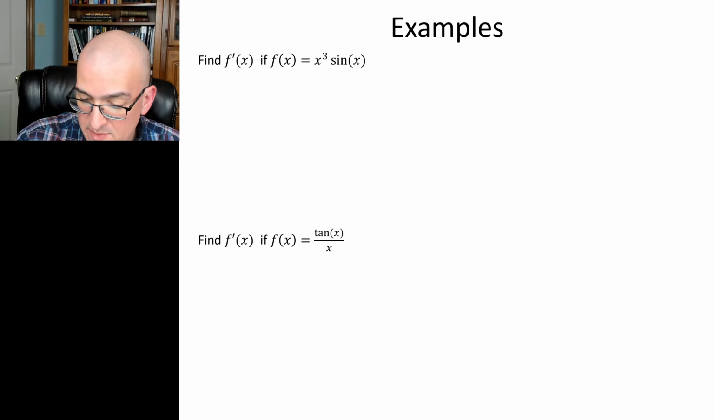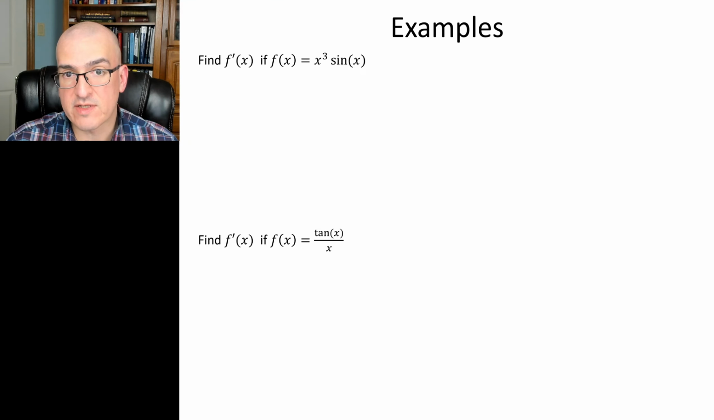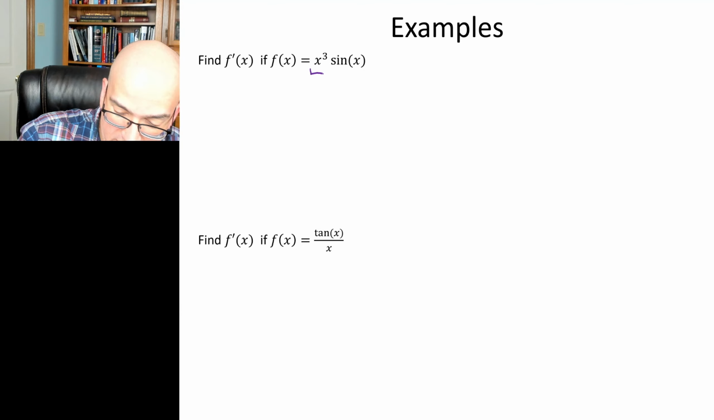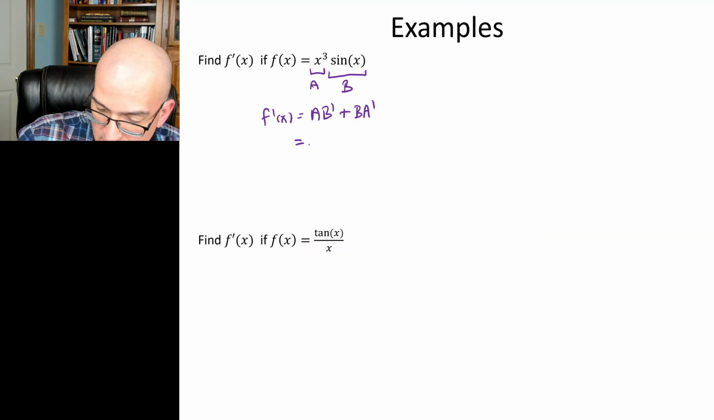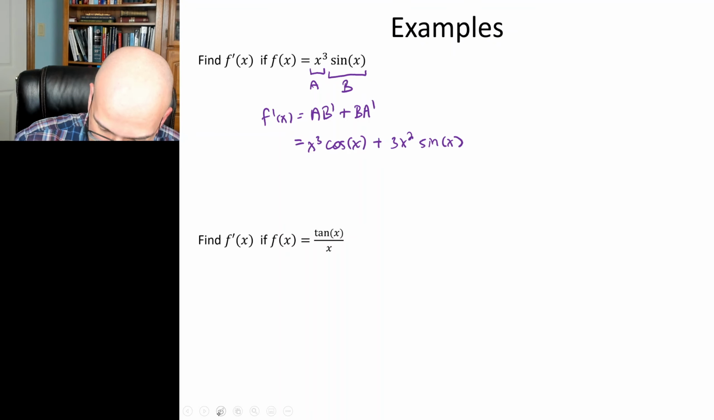All right, so the first example here, we have the derivative of x cubed multiplied by sine of x. We need to use a product rule. I'm going to call this an a times a b. F prime of x is then ab prime plus ba prime. So x cubed times the derivative of sine of x, which is cosine of x, plus 3x squared, a prime, times sine of x. And that's it. Don't do anything fancy.